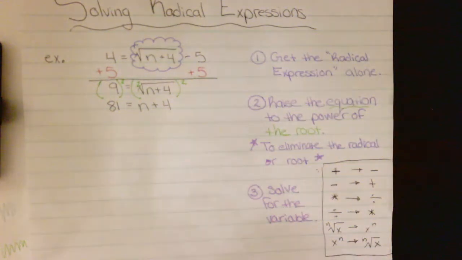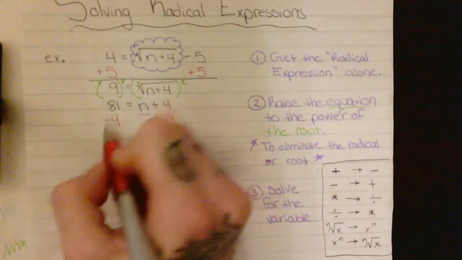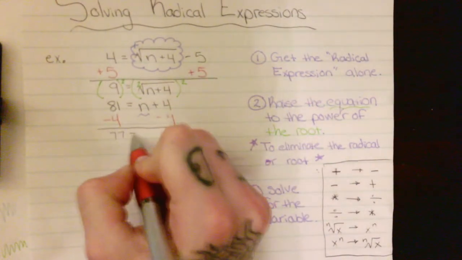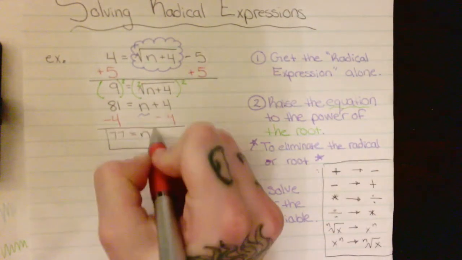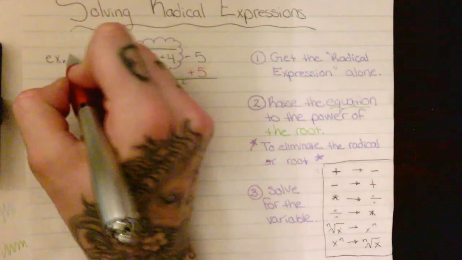Okay, so here's my variable. Subtraction undoes addition. Minus 4, minus 4. So we got 77 equals n. Final answer. Boom. Okay, not so bad. Let's try again.